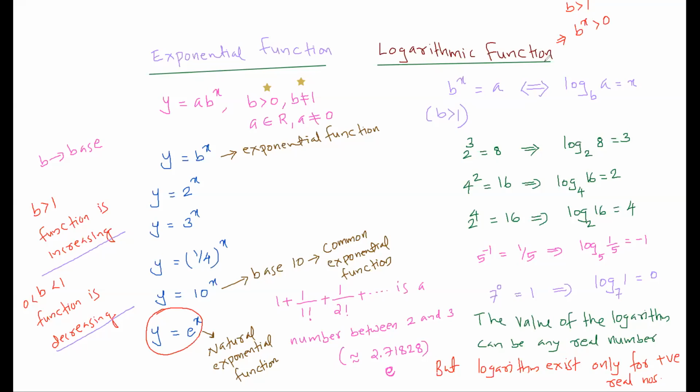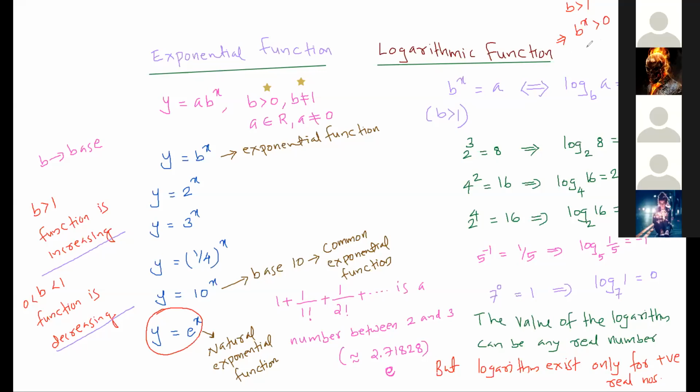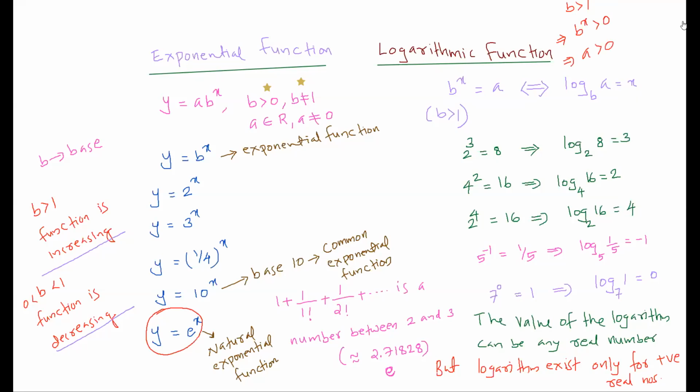A number which is greater than 1 to the power x, का वैल्यू कोई भी आने दो. Say 2 to the power 2, 2 to the power 1 by 2, or 2 to the power 1 by 3, whatever it is. So it is always greater than 0. So b to the power x is a. That means a is always positive. That means logarithm exists only for positive real numbers.